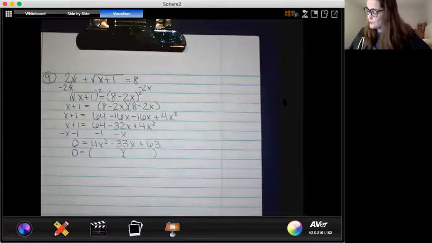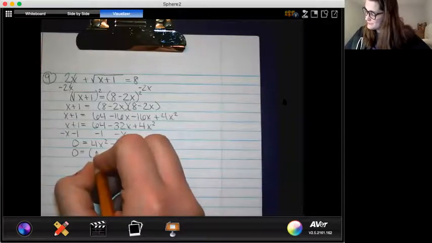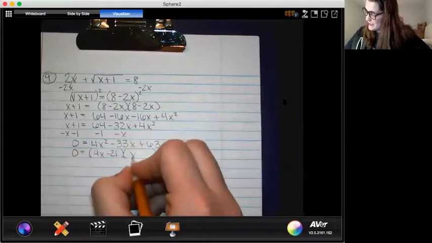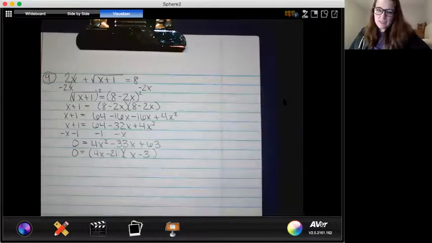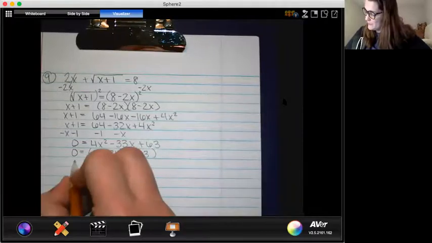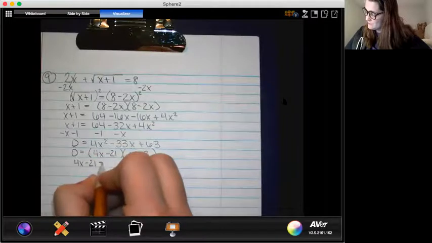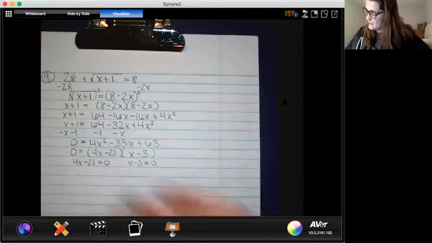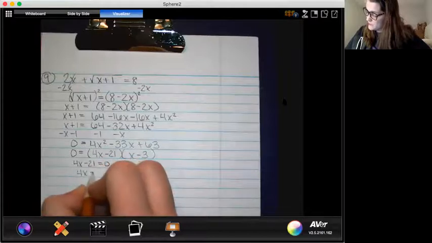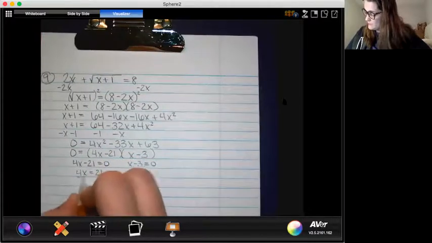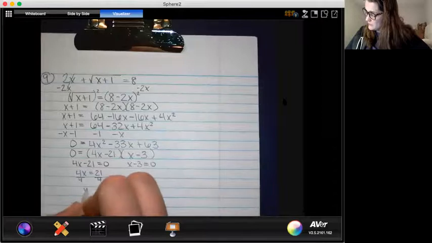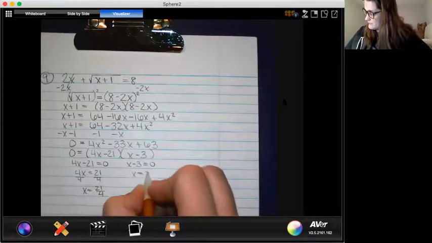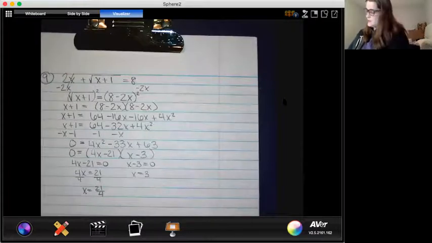Okay, what you should end up with is 4x minus 21 and x minus 3. Right, so I'm going to set both of those equal to 0. So I'm going to get 4x equals 21, divided by 4. I get x equals 21 fourths, or I get x equals 3. Okay, and I'm going to check my work.